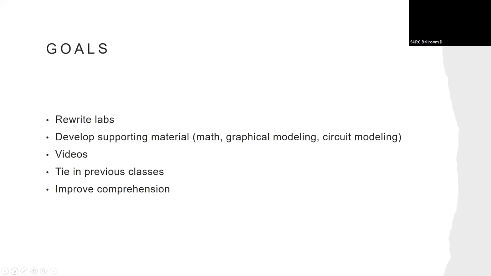So to address these problems with our class, I decided that I wanted to rewrite some labs and develop supporting material for those that tie in all of our previous classes and make them more accessible and understandable for the students that take it. This material includes mathematical modeling, graphical modeling, and circuit modeling on top of renovating the current state of the labs that are there. Additionally, I recorded some videos providing tutorials for some basic topics and things like that. And just overall, I want to improve student comprehension for the class.